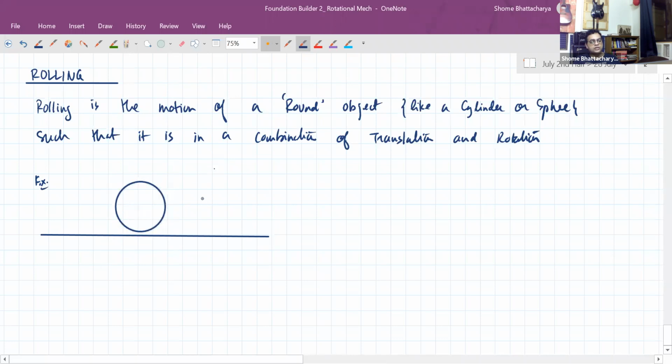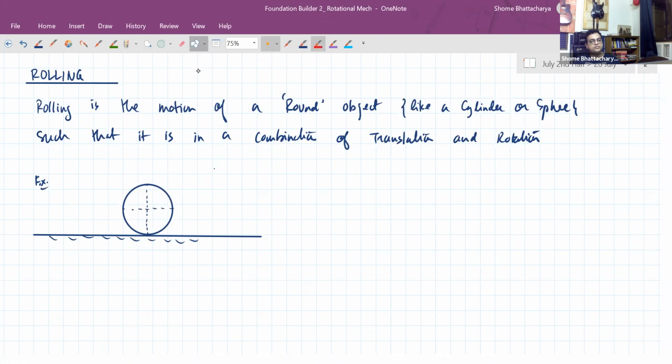So when we talk about rolling such that the body is not slipping, it's rolling without slipping on the surface, then it's a bit more specific than what we saw in the previous example. So I'll come to that also. But this is an example of an object which is rolling on a horizontal surface. So the center of mass will have a velocity which is parallel to the surface on which it is moving. So in this case, it will have to be a horizontal velocity.